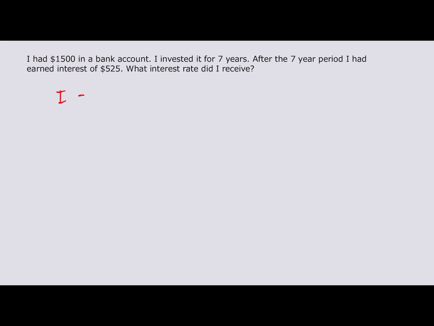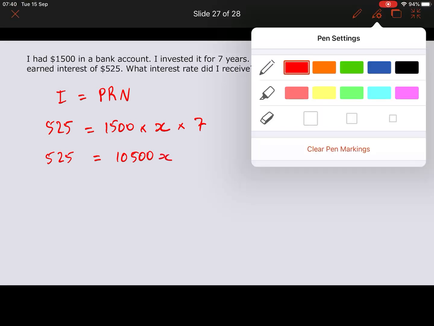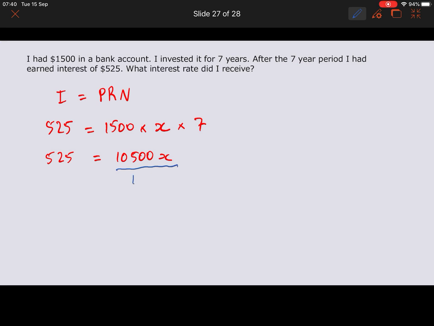So again, let's use the correct formula. Okay, the amount of interest I earned was $525. The principal was $1,500 because that's how much I started with. What I don't know is the rate of interest, so let's call that X. I do know I did this for 7 years. Okay, so simplify the right-hand side. 1,500 times 7 equals 10,500. Okay. So if we want to solve this simple equation, simply divide both sides by 10,500.